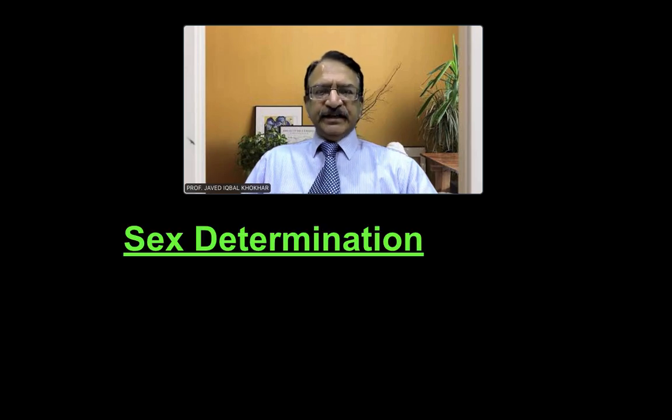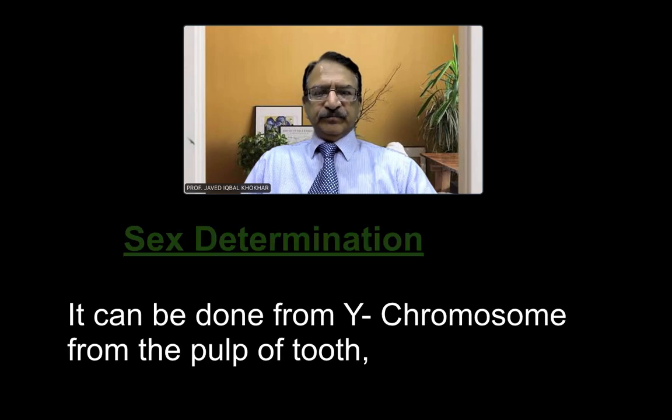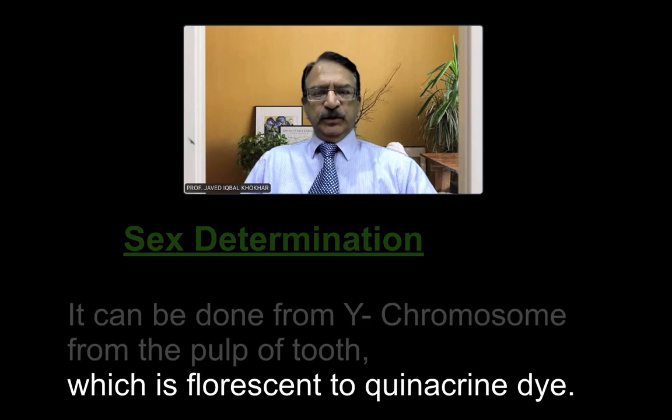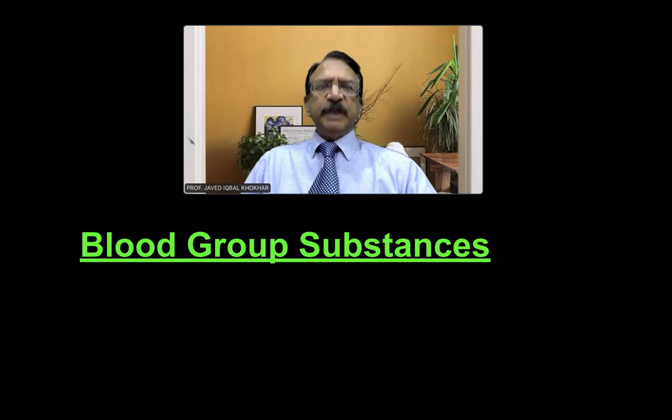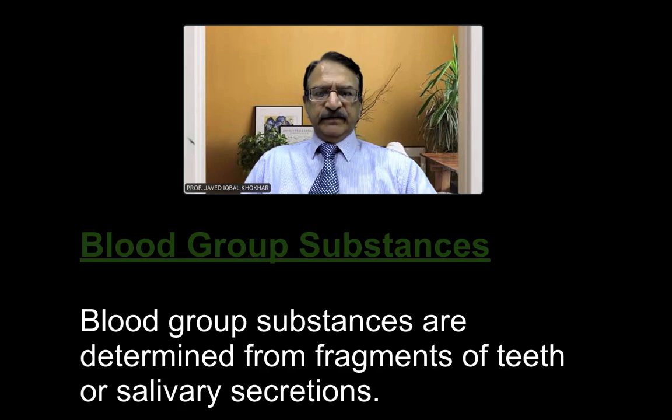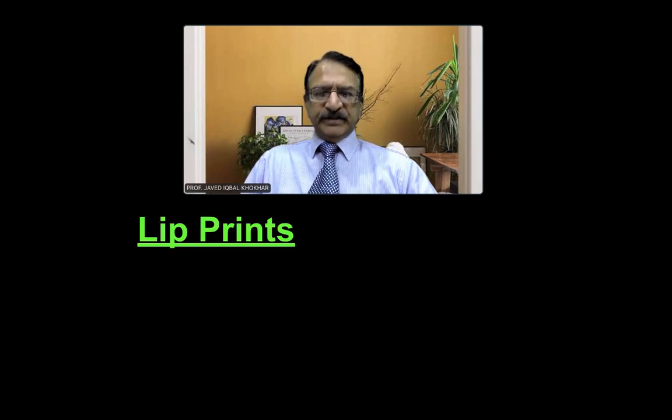Then the teeth can also help in sex determination, and this is done by the Y chromosome from the pulp of the tooth, which is fluorescent to the quinacrine dye. Then the blood group substances help in identification, because blood group substances can be determined from the fragments of the teeth or the salivary secretions. Secretors, the individuals who secrete their blood group substances in the saliva, can be found out from the salivary secretions. Then the lip prints are also important.